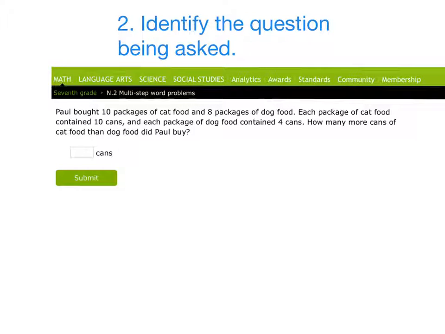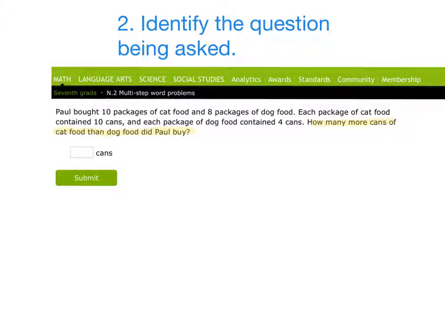A lot of the word problem is going to be just information. At some point, it's going to ask you a specific question. You want to make sure to use that question to guide you in the various steps you're going to have to perform to figure it out. So in this case, the question part of the problem is simply, how many more cans of cat food than dog food did Paul buy?